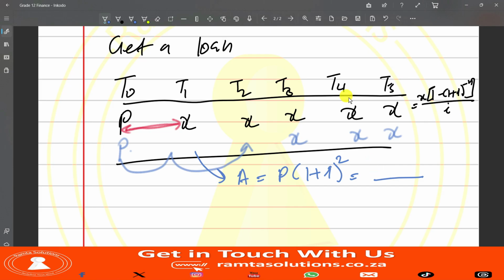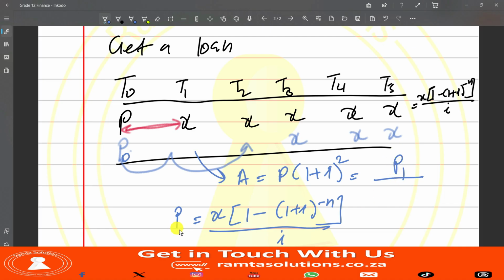Then afterwards, you use your formula P equals X into [1 minus (1 plus i) to the negative n] all over i. Okay? But be careful. This P here is not the P naught you had. Let's call it P1. So this P here will be the P1. Which one is that? This one here.